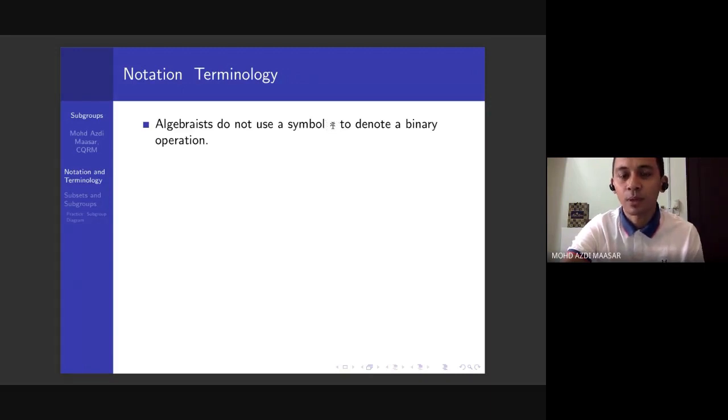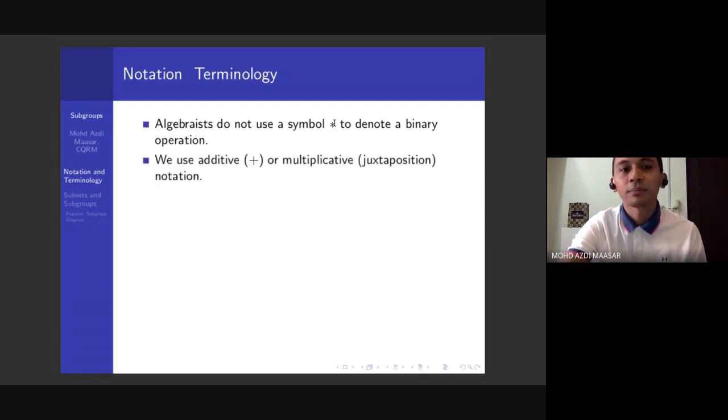We used this symbol in the previous section because we wanted to introduce binary operation. But from now on, we want to study more concepts, so we try to avoid writing this notation. Instead we are going to use additive or multiplicative notation. Additive notation is the symbol of addition, and for multiplicative notation we will just use juxtaposition notation.